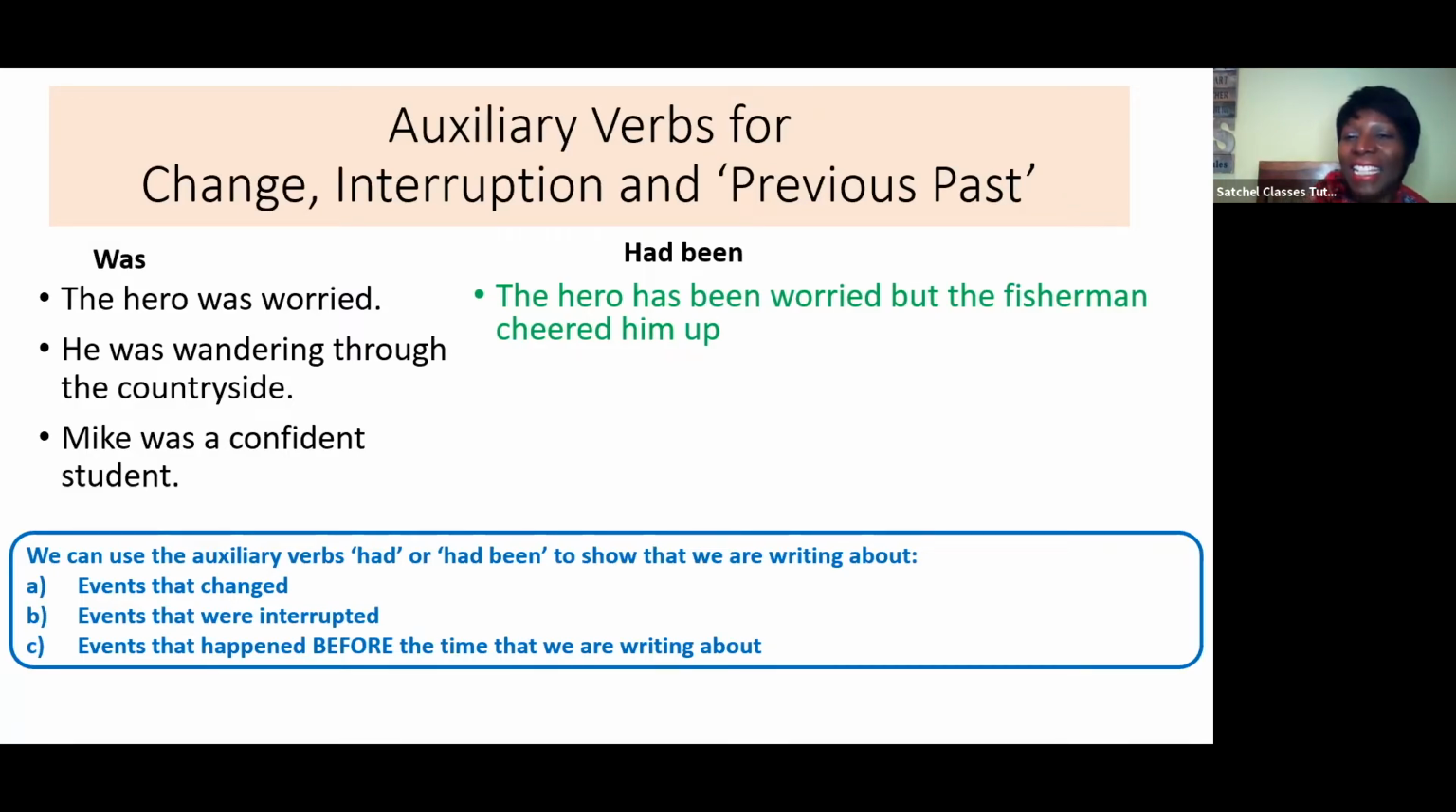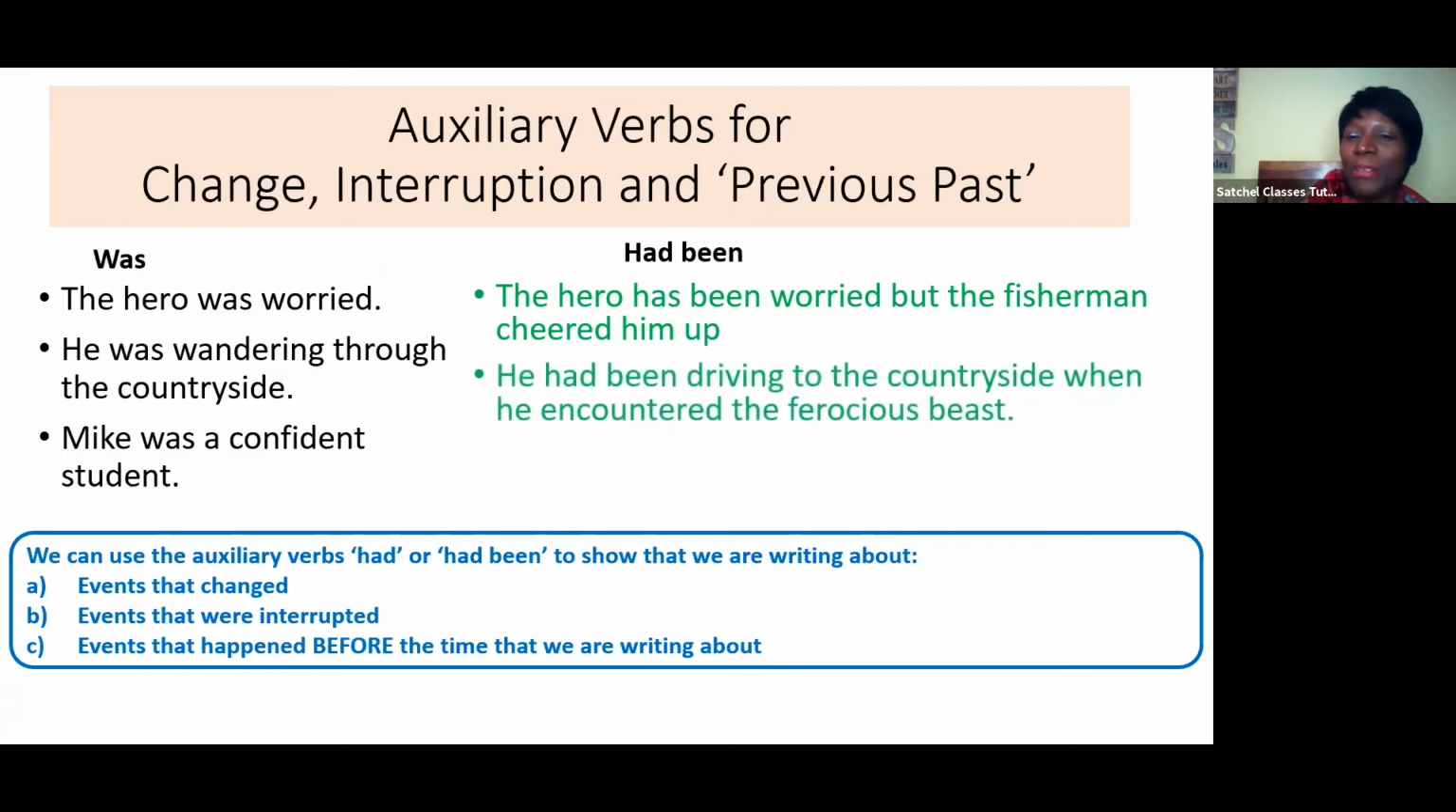He had been worried, but now he feels cheered up because of the fisherman. So the had been really helps to show the change. He'd been driving in the countryside when he encountered the ferocious beast. He had been driving. So that shows an interruption, and then he met the ferocious beast. And then Mike had been a confident student before he was bullied. So you can see what had happened in the previous past.